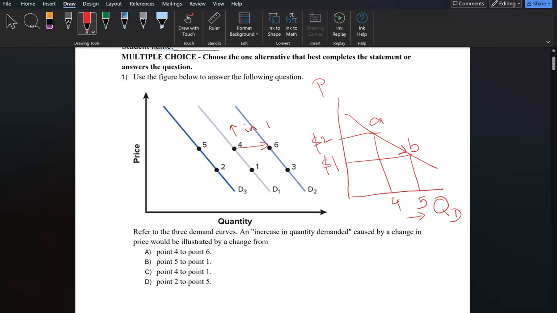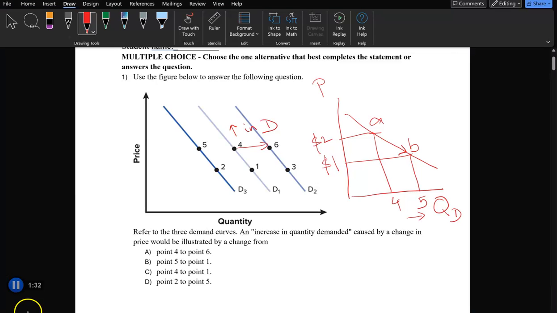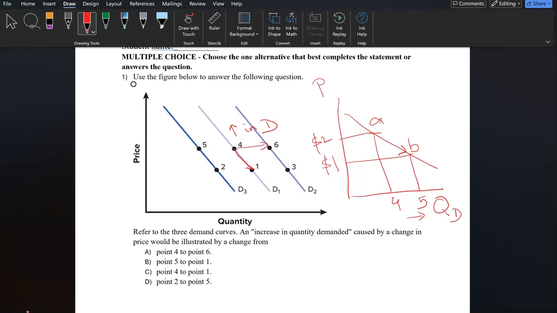This is an increase in demand because the whole demand curve shifted and we did not move from one point to another when we moved from point 4 to point 6. The next one, point 5 to 1, that's also an increase in demand. Point 4 to point 1. This one, we are moving down along the demand curve. Price is going down, and if you drop two lines on the horizontal or the x-axis, you'd see quantity demanded is increasing.